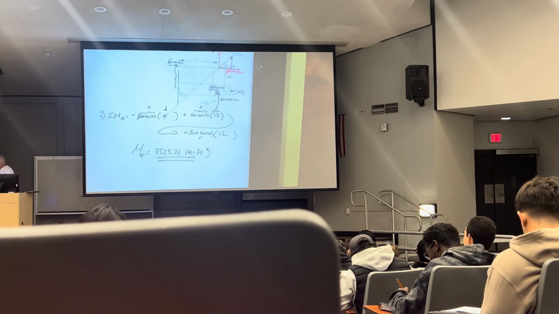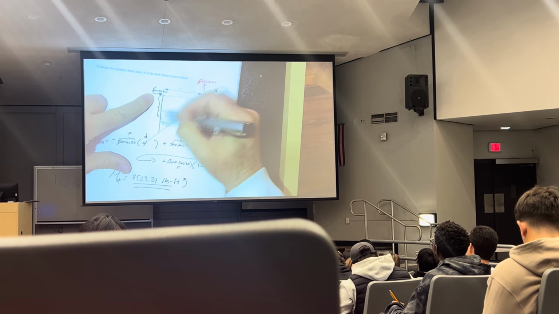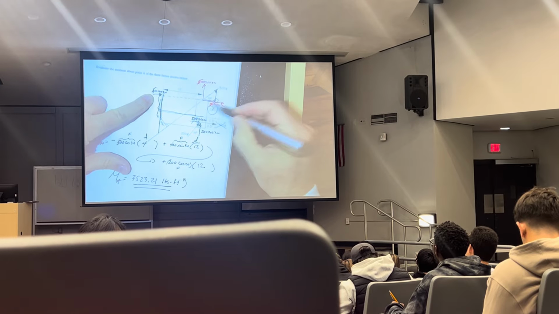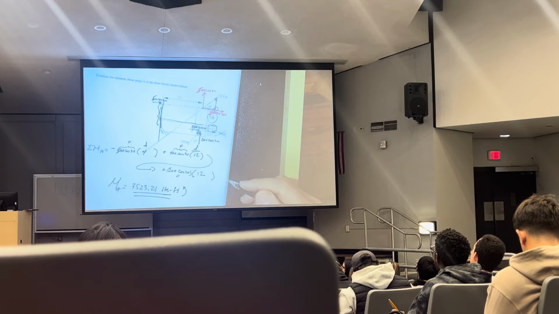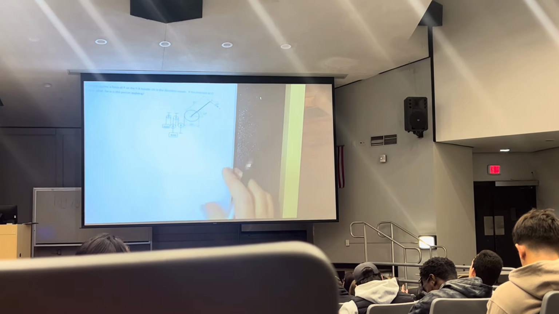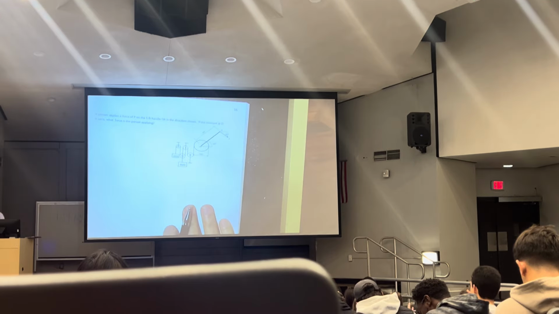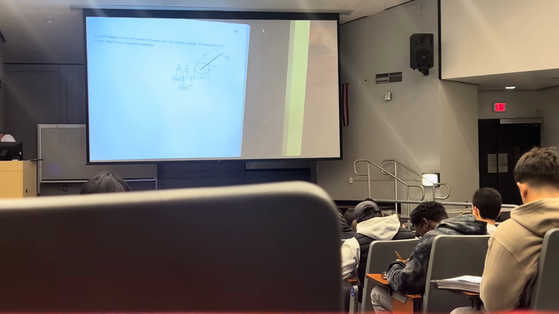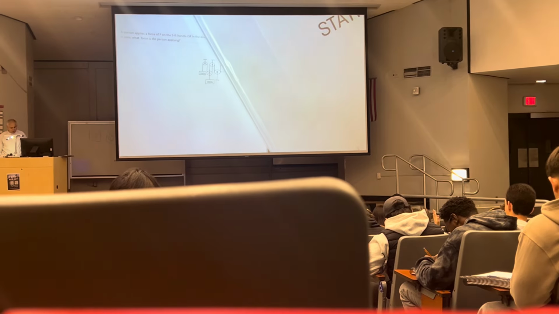What's the distance from here to here? 3.5 plus 0.5 is 4, I think. Last time I checked my addition. Yeah? Next question. Here we go. Again, I don't care about anything other than the pulley.